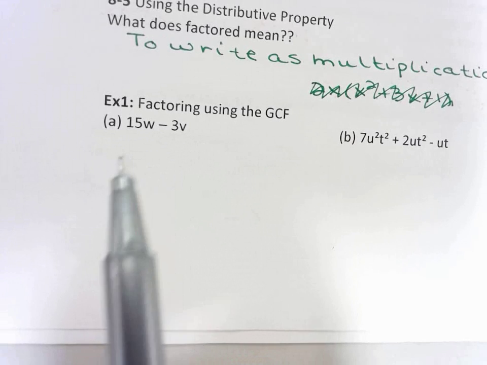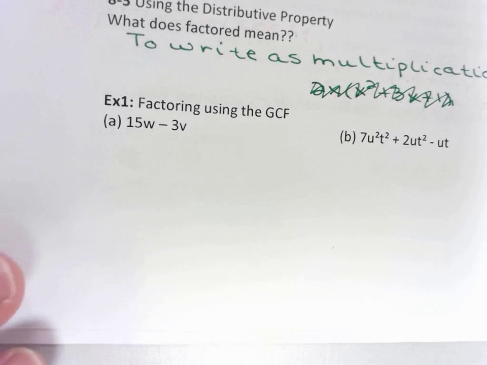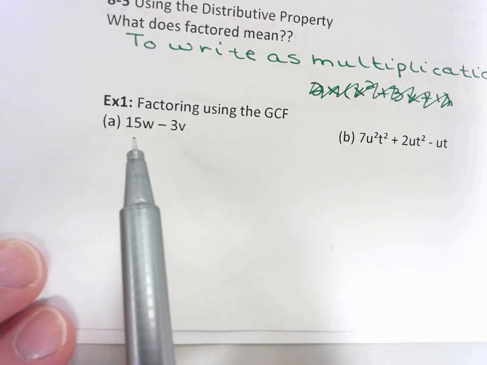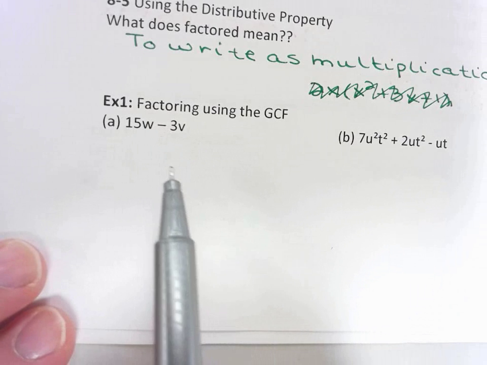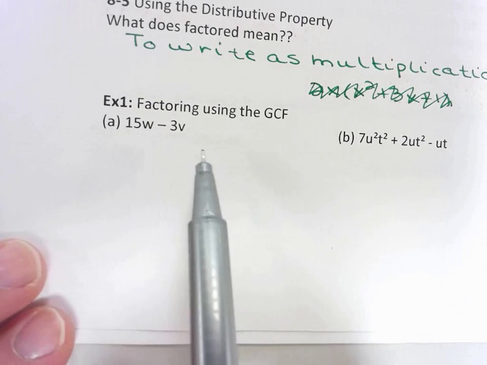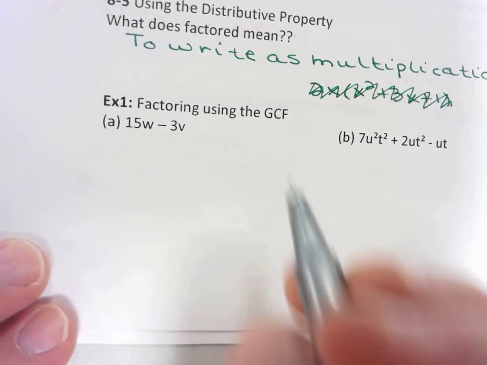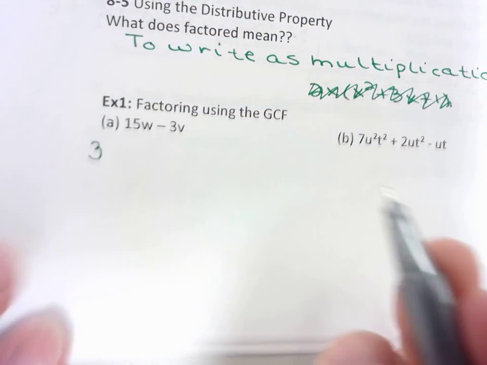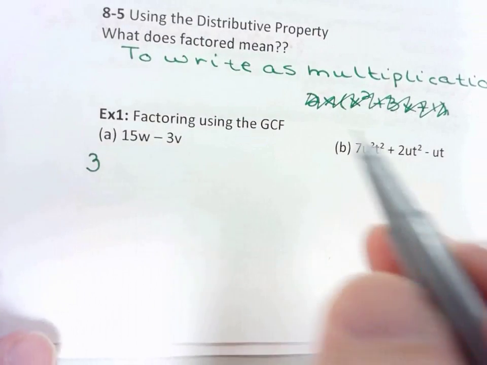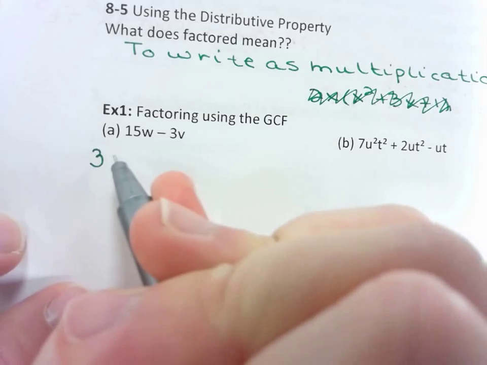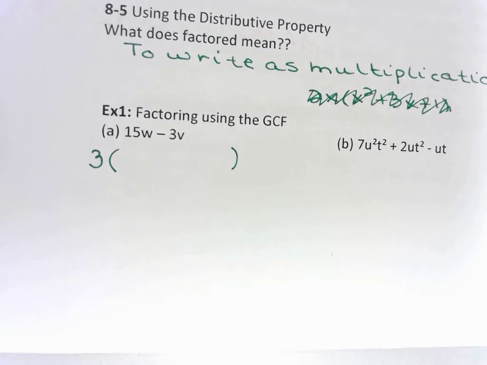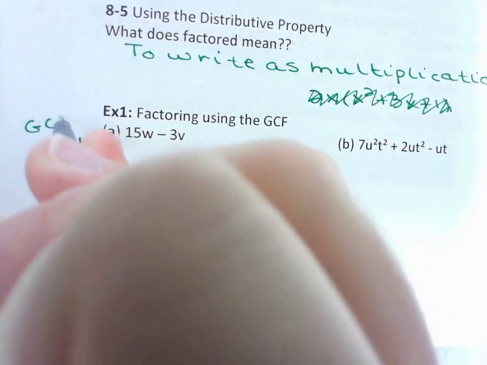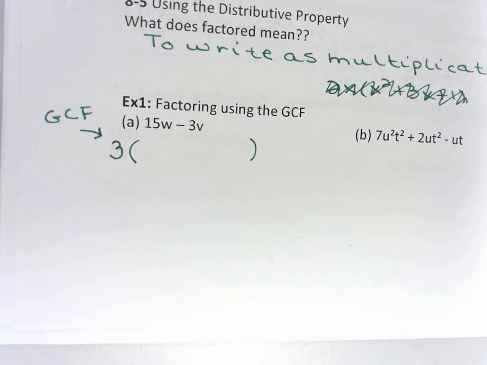So if I want to factor, I want to write it as multiplication. First thing you always check, whenever you are factoring, is there a GCF between these two terms? As I look at 15w and negative 3v, what is the GCF between 15w and negative 3v? 3? Or I could also pull out a negative 3. It doesn't really matter what you pull out. I'm just going to pull out a 3. So I'm going to put that in front of the parentheses. I'll label this, so if you go back and look at it, your GCF goes out in front of the parentheses.